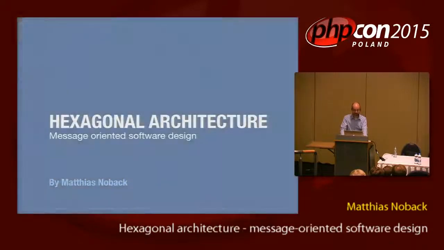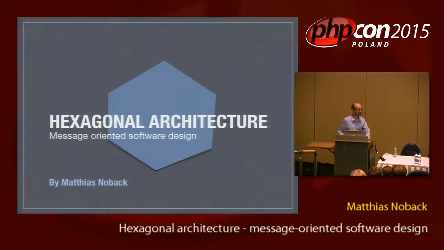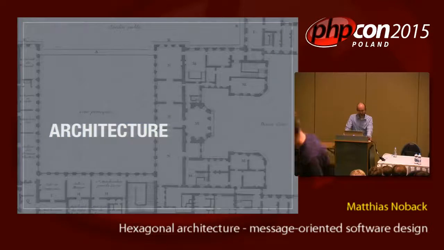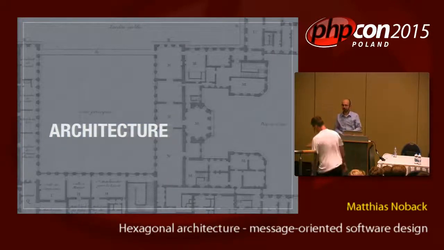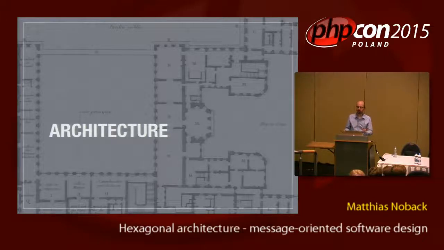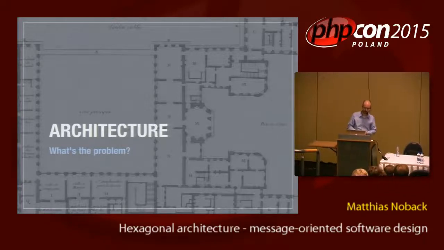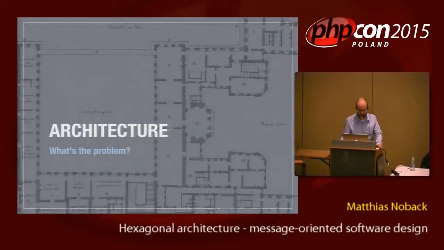Hexagonal architecture, it's all about this nice little shape, the hexagon. And the subtitle, message-oriented software design, that is just me trying to look smart, so don't take that too serious. It's about software architecture. And if I'm talking about hexagonal architecture, you might wonder if there is something wrong with any other architecture out there. So why does it have to be hexagonal? And this starts with the question, what's really the problem with most application architectures out there?